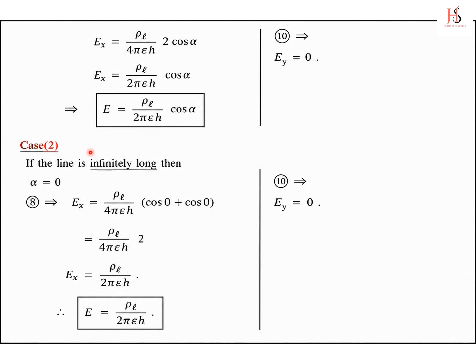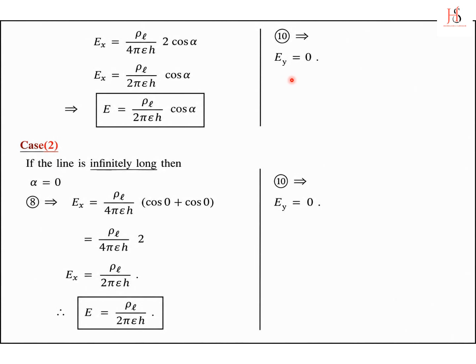Now the second case is if the line is infinitely long, then your alpha will be equal to 0. And therefore substituting this in your Ex term, you will be getting cos 0 plus cos 0, and cos 0 is nothing but 1. Therefore 1 plus 1 you will be getting 2, and this 2 and this 4 will get cancelled, and therefore you will be getting E is equal to rho l divided by 2 pi epsilon h.